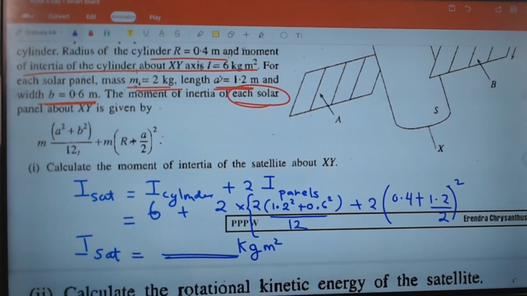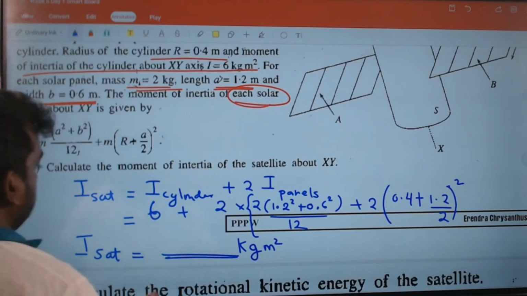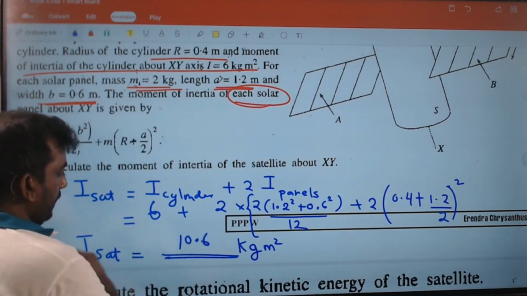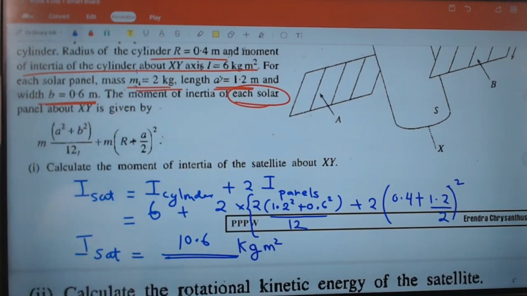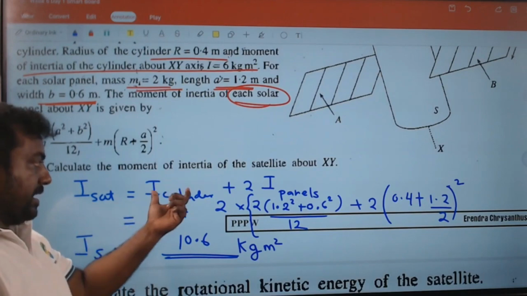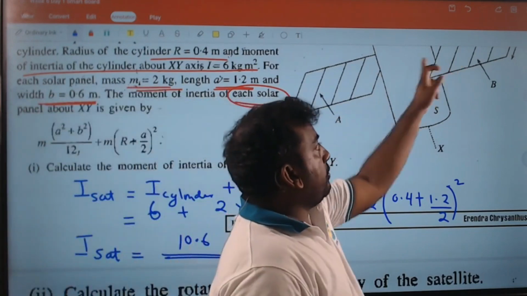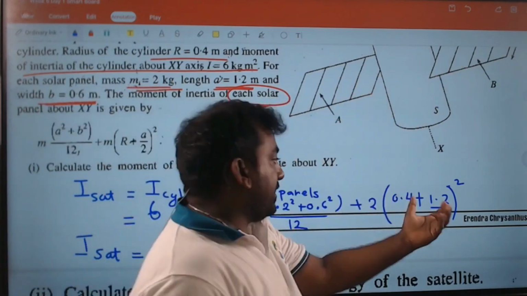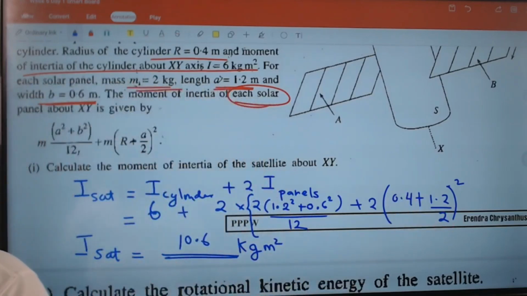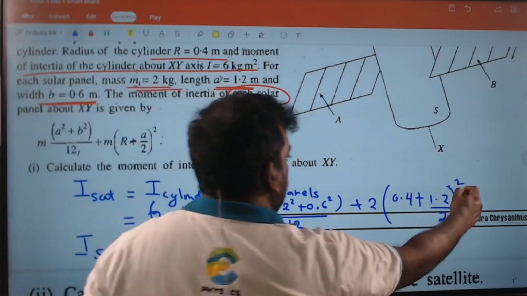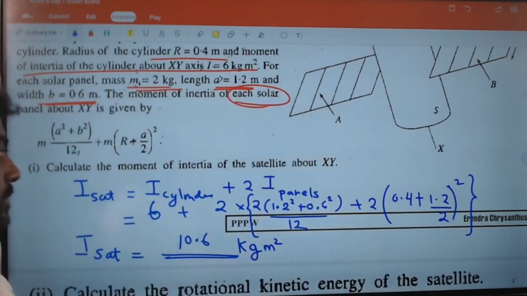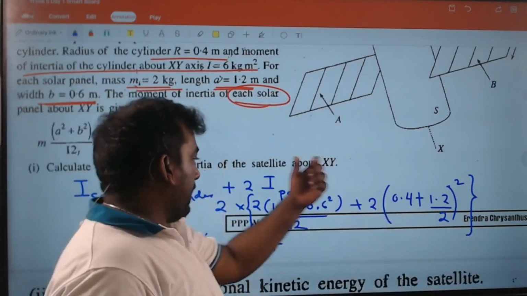What's your answer? 10.6. Moment of inertia of the satellite is the moment of inertia of the center cylinder plus both the panels. It is a scalar quantity, so you add it. So 1 panel multiplied by 2 panels.